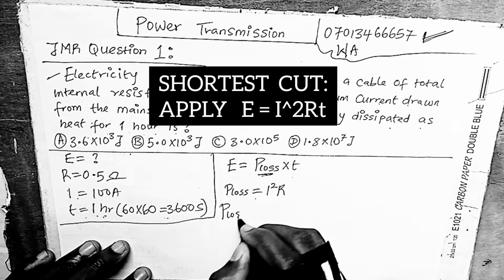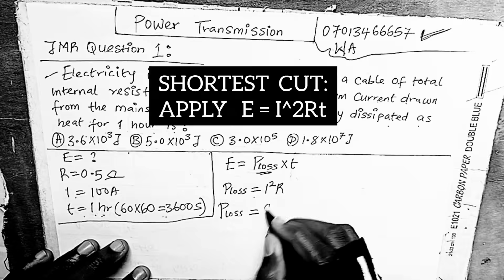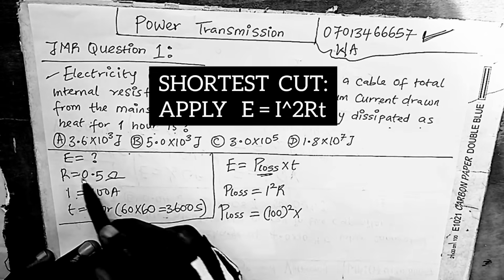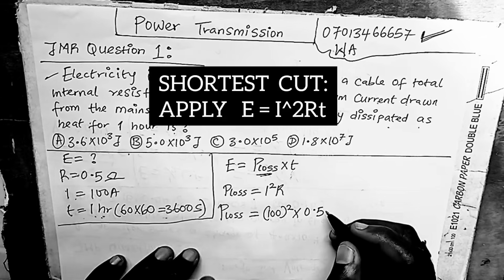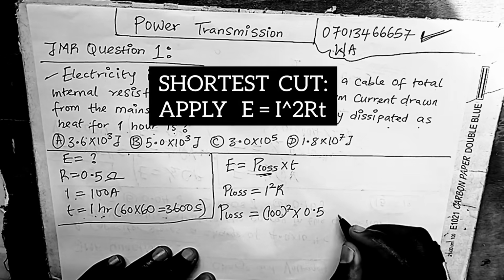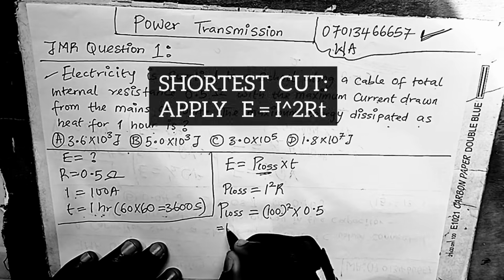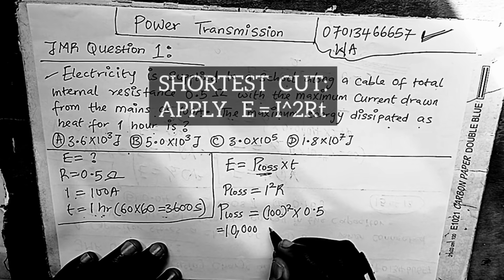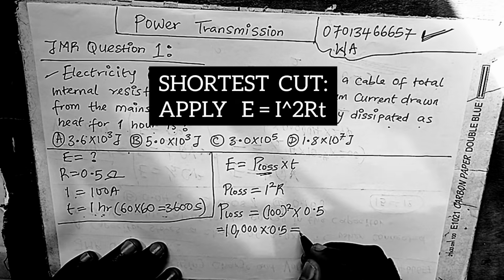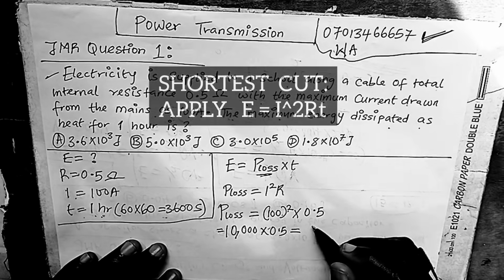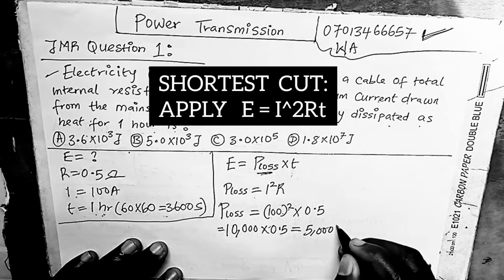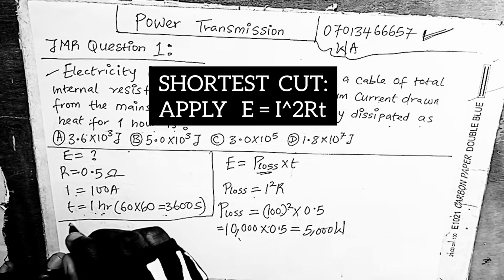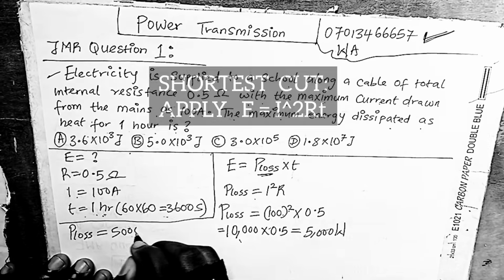When we substitute, power loss is equal to I squared, 100 squared, times R. R is 0.5 ohms. So 100 times 100 is 10,000, times 0.5 gives about 5,000. What is the SI unit of power? Watts. So the power loss, P loss, is equal to 5,000 watts.